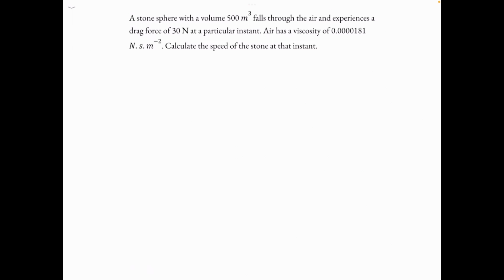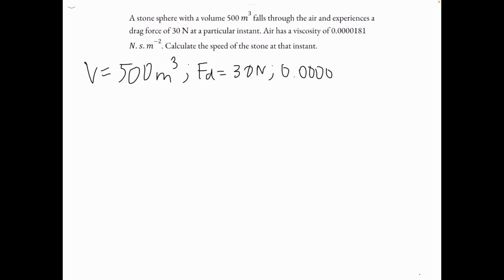First, we're going to want to list out the known quantities, so we have V, which is 500 meters cubed. We have the drag force, Fd, which is 30 newtons, and we have the viscosity of air, which is 0.0000181 newton seconds per square meter.